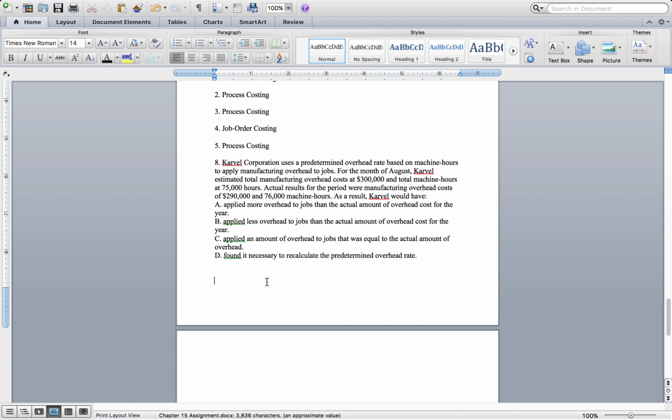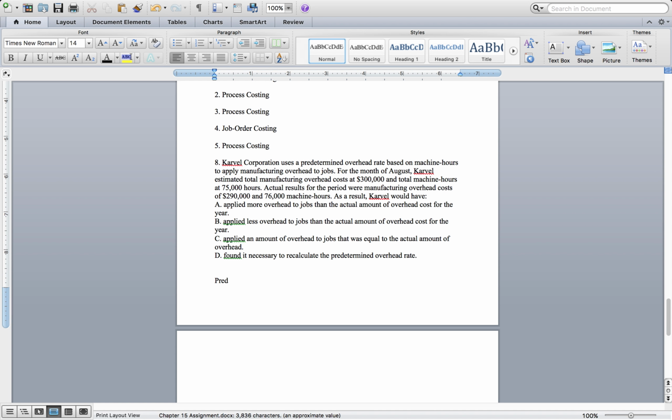So now, number 8. Culver Corporation uses a predetermined rate based on machine hours to apply manufacturing overhead to jobs. Culver's estimated total manufacturing overhead cost is $300,000, with total machine hours of 75,000 hours. Actual results for the period were manufacturing overhead costs of $290,000 and 76,000 machine hours. The result is that Culver would have to... well, let's take a look here. What you want to do is compare the actual manufacturing overhead with the manufacturing overhead applied.